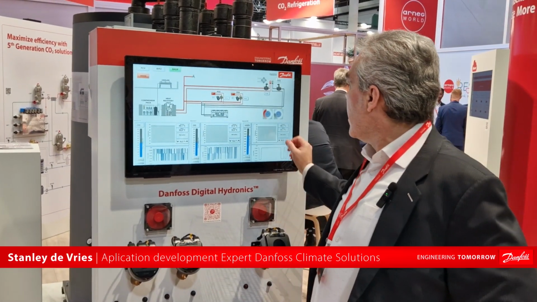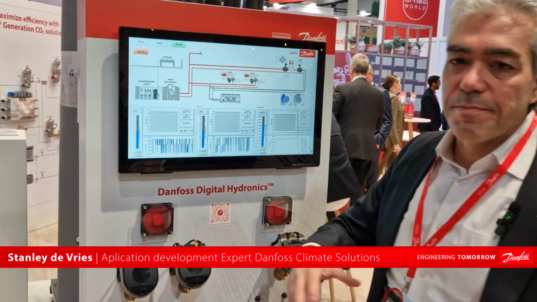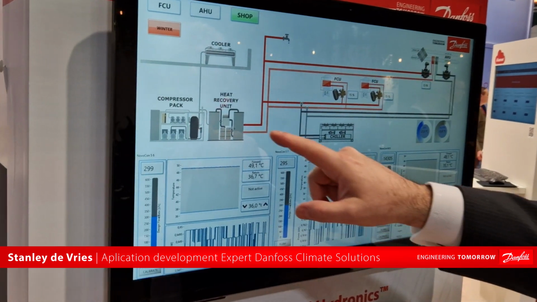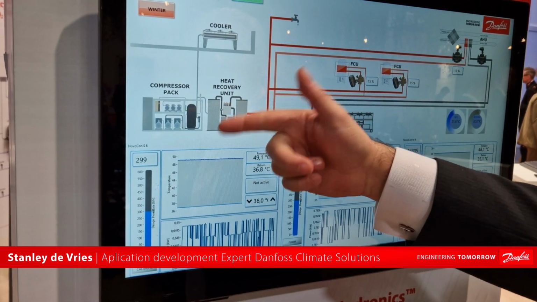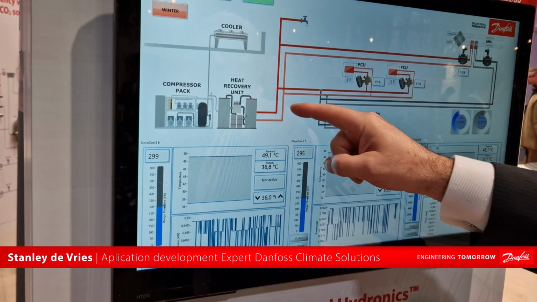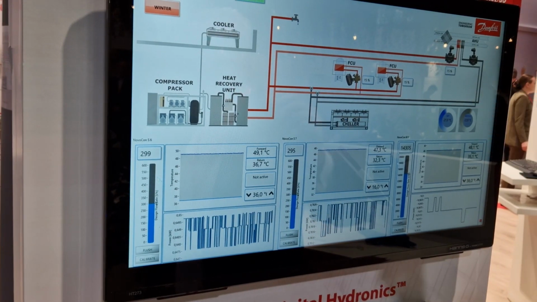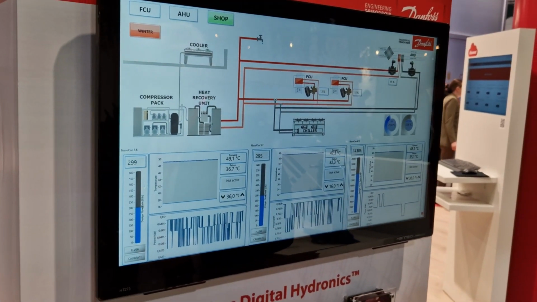What we can do in Danfoss is basically take the hot water that the system is generating by using the CO2 system and use that through the heat recovery unit for heating basically the supermarket.